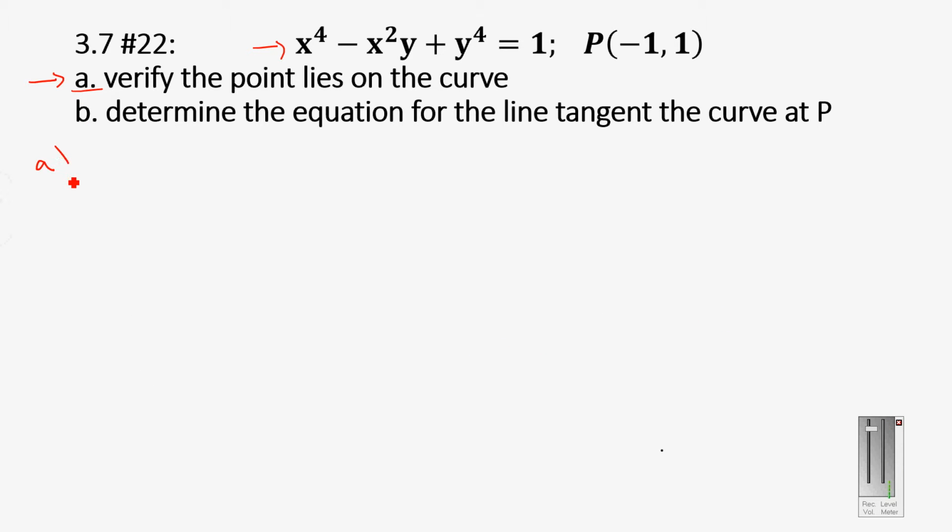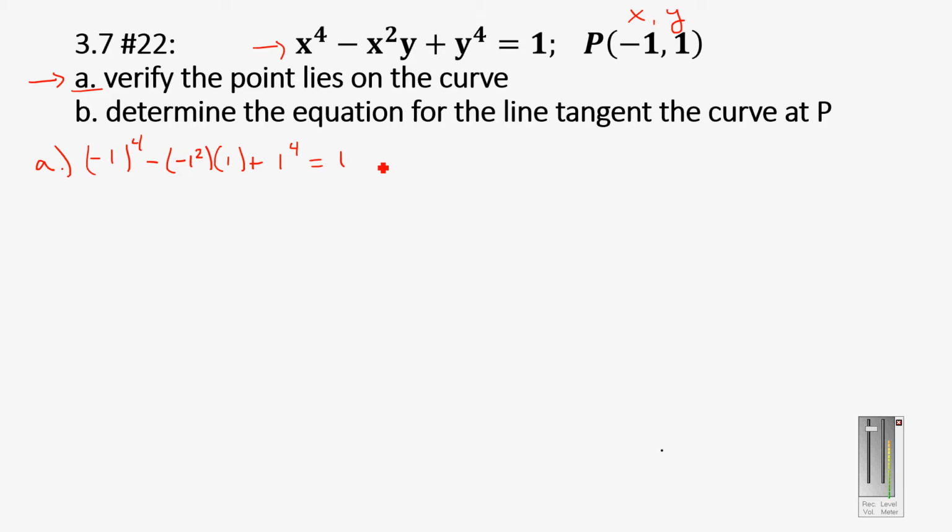So step A, easy: verify the point is on the curve. Basically, you can take your x, y values for the point, x comma y, and plug them in for the x's and y's. So that's negative 1 to the fourth power minus negative 1 squared times 1 plus y, which is 1 to the fourth, equals 1. That's what we've got to verify.